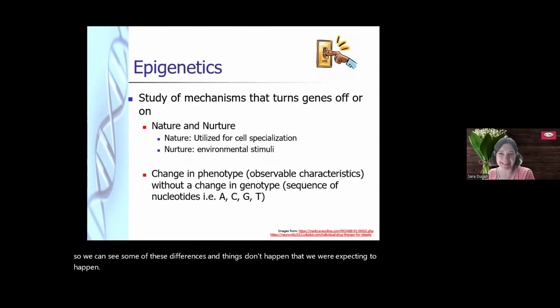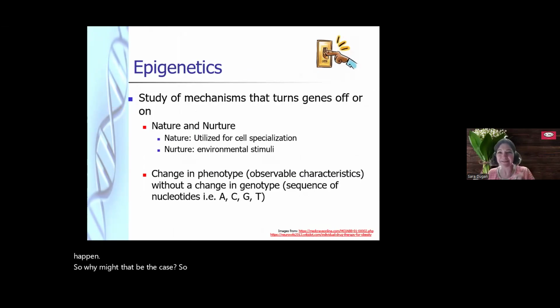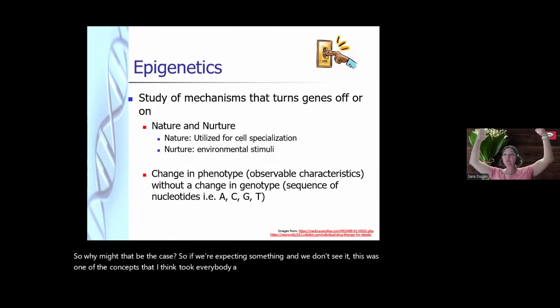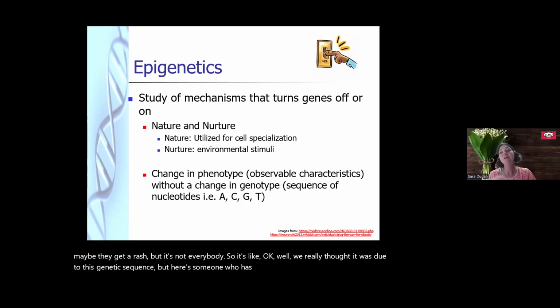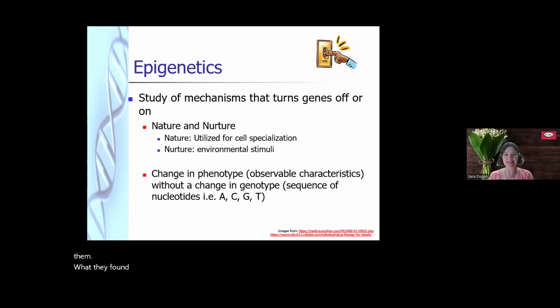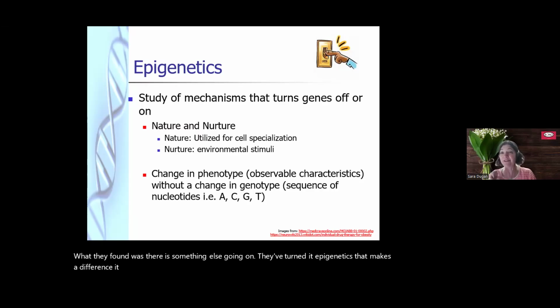So why might that be the case? If we're expecting something and we don't see it, this was one of the concepts that I think took everybody a little bit off guard. You can have a DNA sequence where it says, okay, well, most people who have this, maybe they have this side effect, maybe they get a rash, but it's not everybody. So it's like, okay, well, we really thought it was due to this genetic sequence, but here's someone who has that code and that's not happening to them. What they found was there is something else going on. They've termed it epigenetics that makes a difference. It essentially can turn some of those genes on or off.